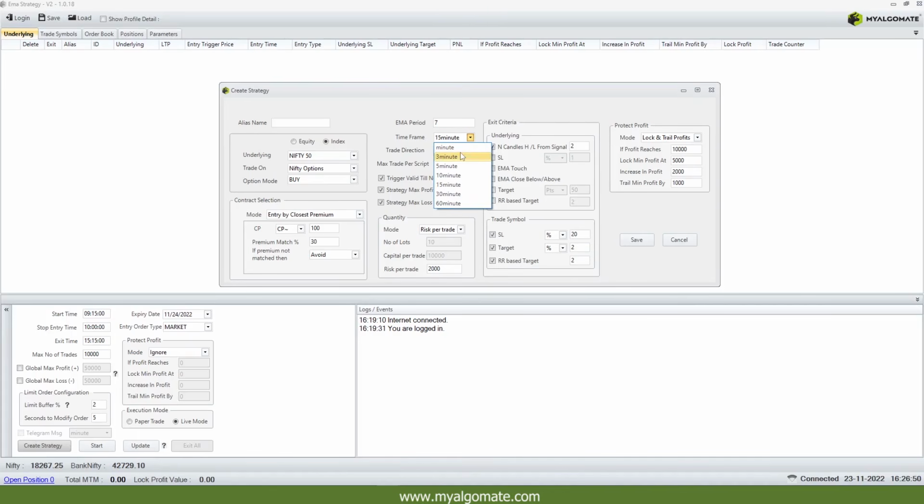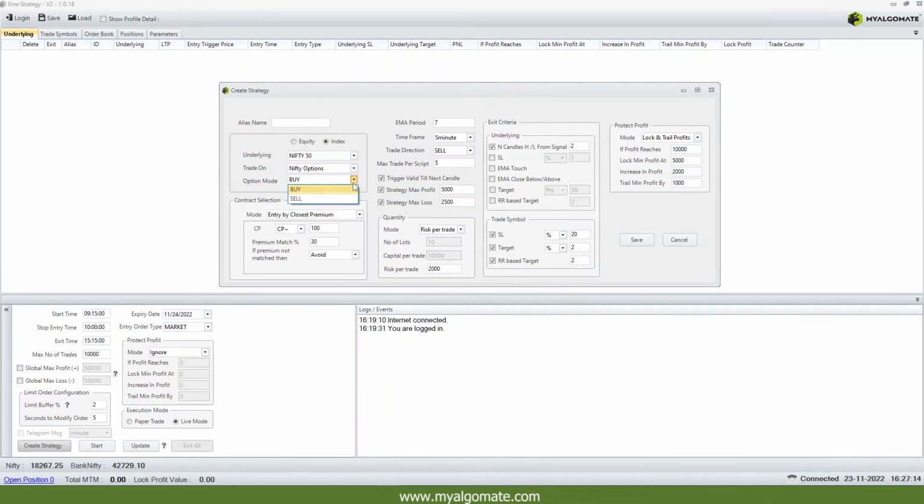You can select which time frame you want to scan with. Like let's say if on Infosys you want to scan on 5 minute or 3 minute chart, then you can do that, right? You can also select the trade direction. So this trade direction is basically you can decide whether you want to take the long side trades or short side trades. So just don't get confused with trade direction and option mode.